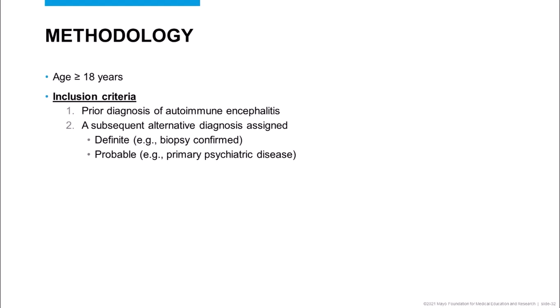And that may have been definite if they had a biopsy-confirmed glioma, for example, or probable where we don't have a specific test, like a primary psychiatric disease. We excluded cases who are along the spectrum of autoimmune encephalitis, like CNS vasculitis or Susac syndrome. We were trying to get at really those cases where the diagnosis was incorrect, because for some of those other syndromes, the term autoimmune encephalitis is still used.